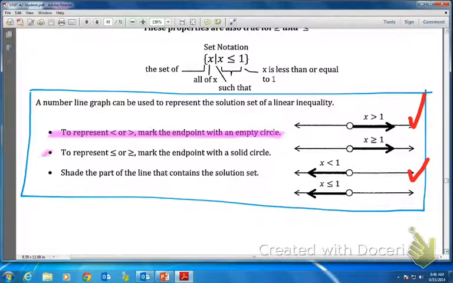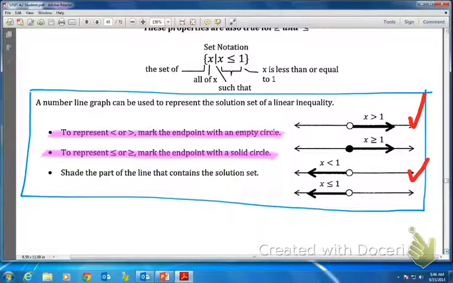For the next one down, it says to represent less than or equal to or greater than or equal to, mark the endpoint with a solid circle. So for those ones, we are actually going to have to fill them in with a solid circle. So notice here on x is greater than or equal to 1, I'm going to go ahead and fill that in. So notice how I'm filling in that black dot there. So now that's a solid circle.